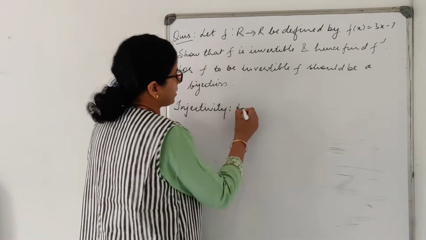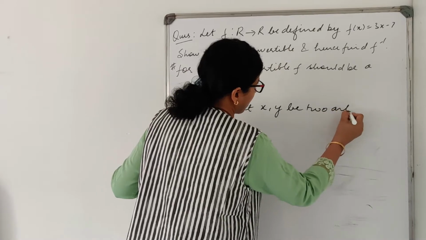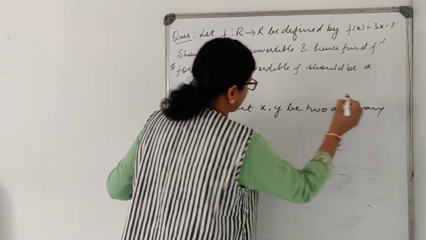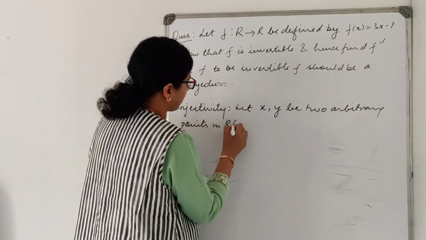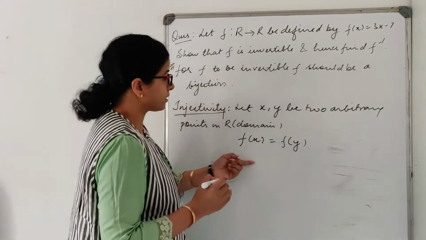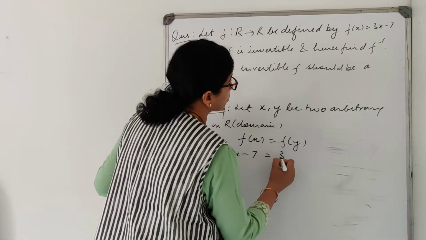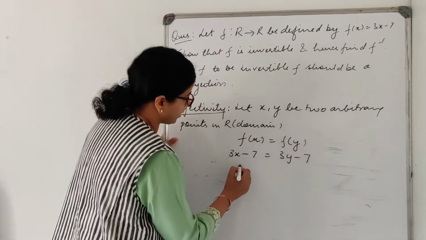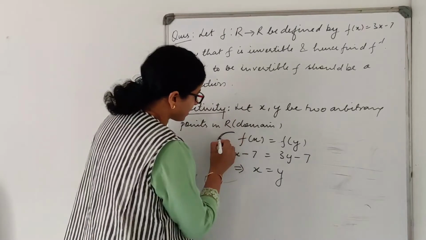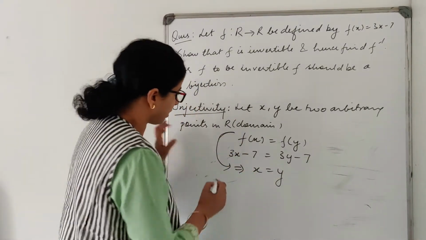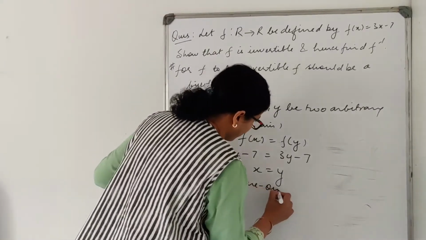So let x, y be two arbitrary points in R, which is the domain, such that f(x) is equal to f(y). It means 3x - 7 is equal to 3y - 7, right? Which implies x is equal to y. So I started with my images and I proved the elements are equal. Hence, f is one-one, or f is injective.